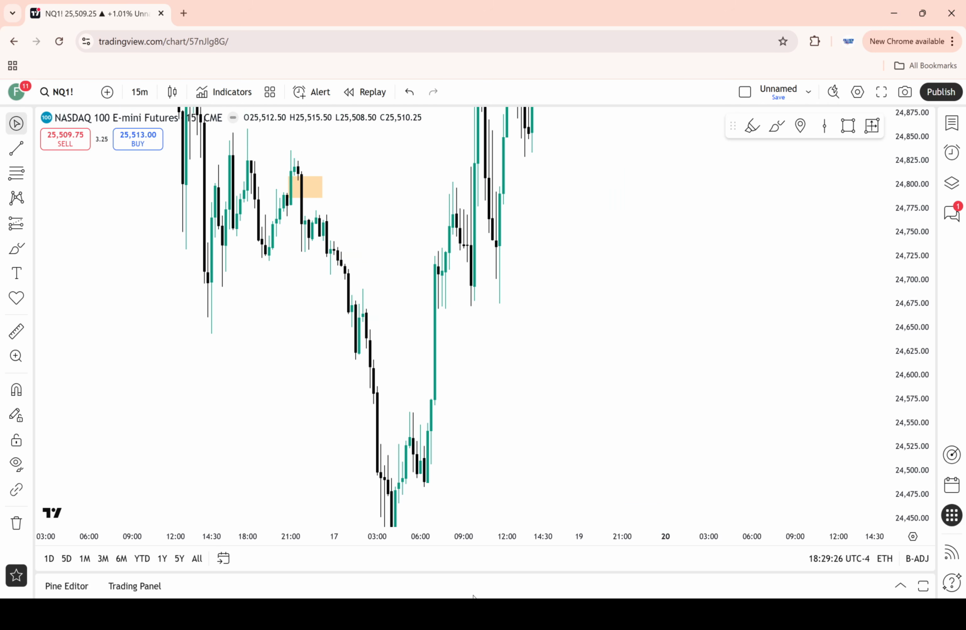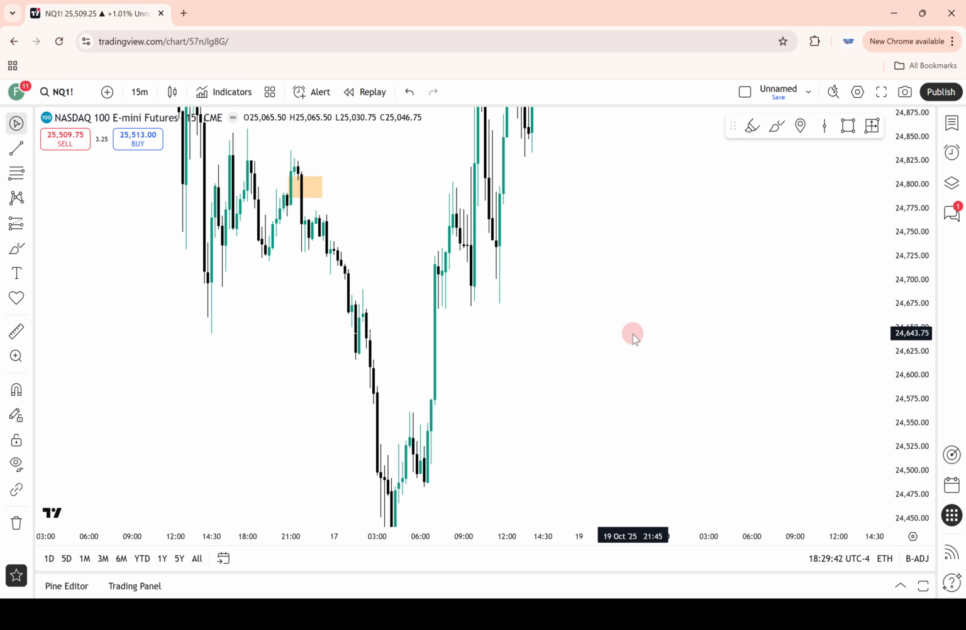Now, I want to focus a little bit more on the fact that there are many ways to enter from these inversion gaps. Right now, we're looking at the 15-minute chart. Later on, we're going to look at the 1-minute chart. But you need to understand what these things look like and what they mean. I've shown you what they look like. What they mean is a change in delivery.